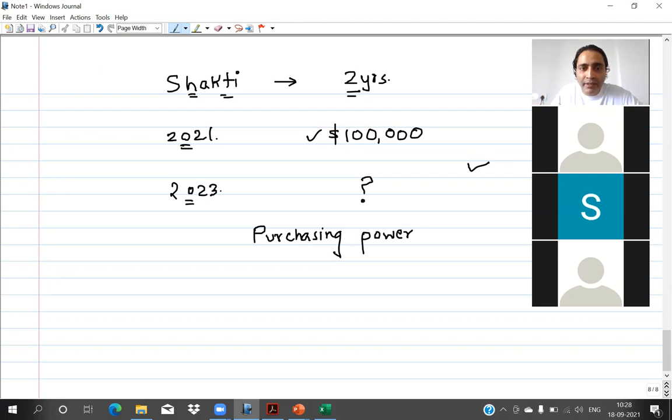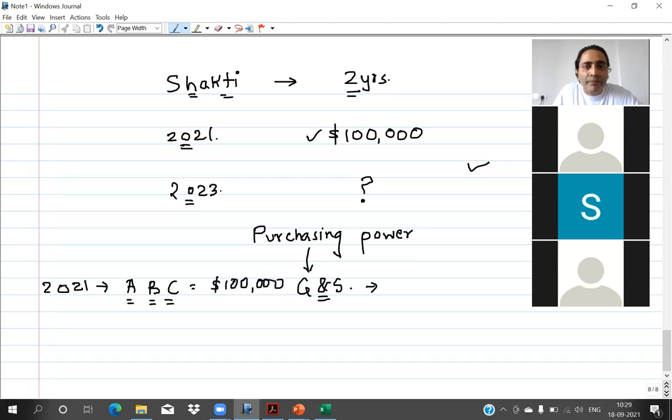Do you all agree? That means whatever goods and services that you can buy is important to you, not the number, not that note, not that 100 rupees, $100 bill. What you can buy with that is what you are concerned about. Let me say right now, 2021 day, you can buy A, B, and C, these three goods, services ka combination, by using $100,000. Theek hai? Dhyan se sunna.